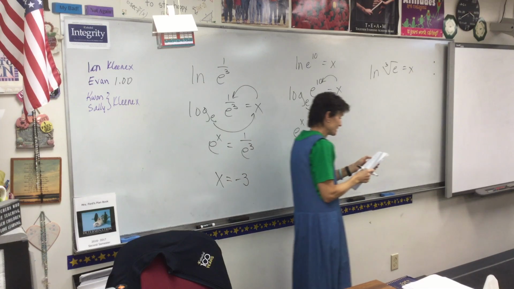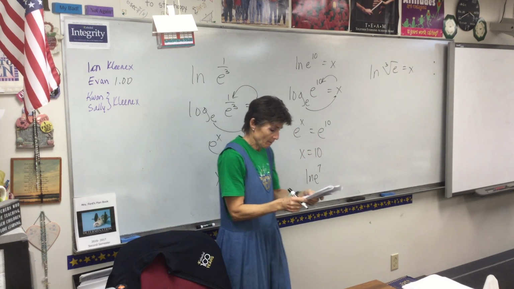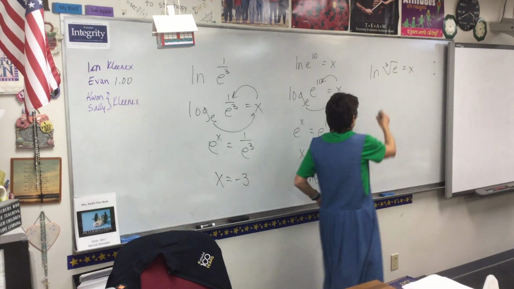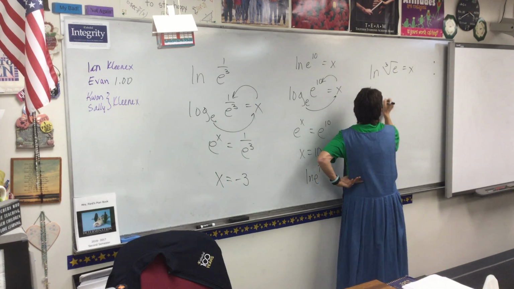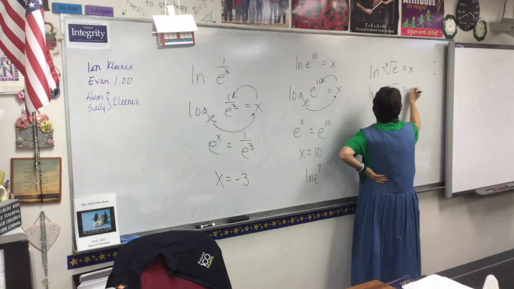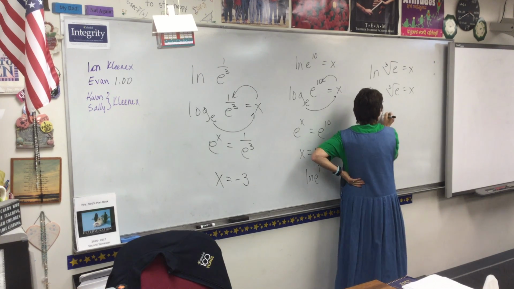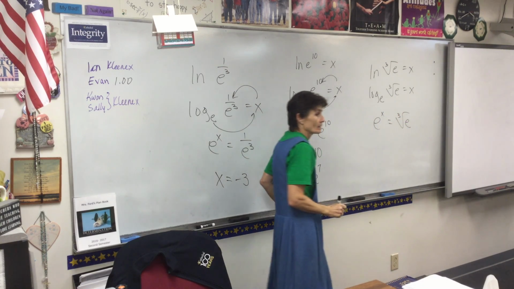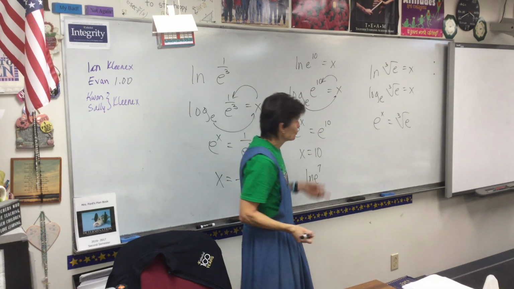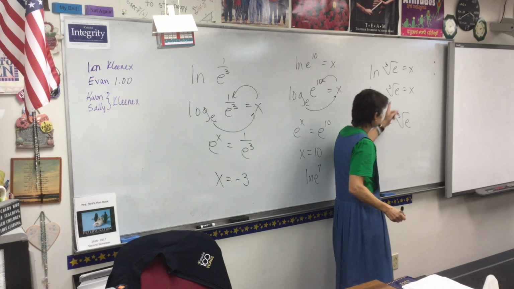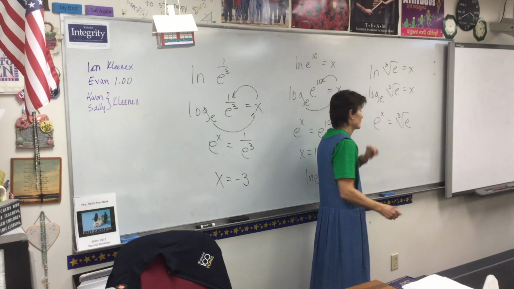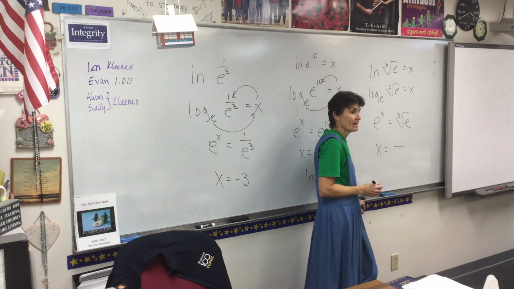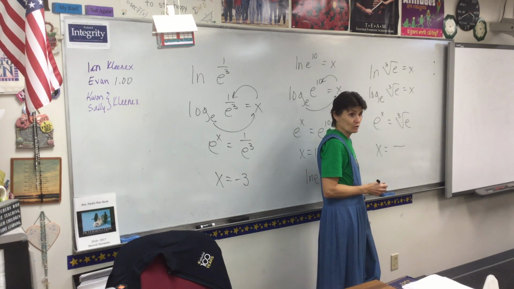All right, so now I'm on 16. I'm on problem 16. This is log base e. So e to the x equals the cube root of e. Now tell me about x. You're going from an exponent to a radical, so whatever x is, it has to be a fraction. Would you agree?